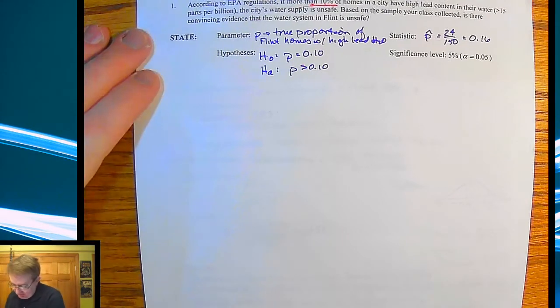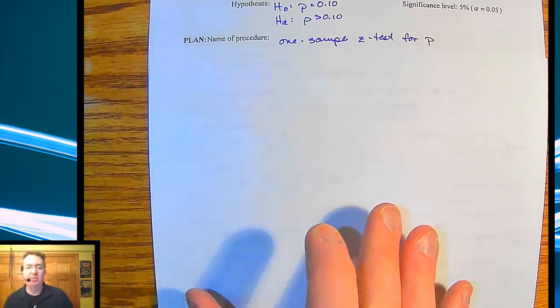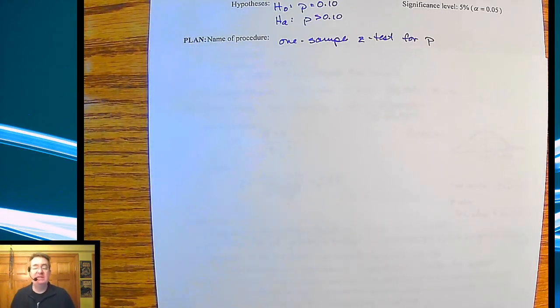So remember, after we stated, we planned. So we name the procedure. We're doing a 1-sample z-test for proportions. So again, you're setting up the audience. This is what we're going to do.